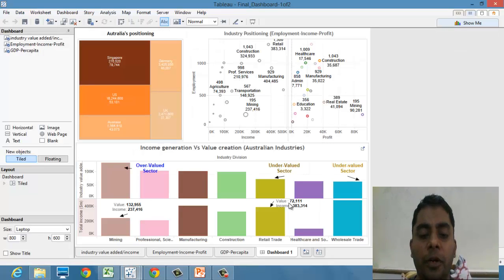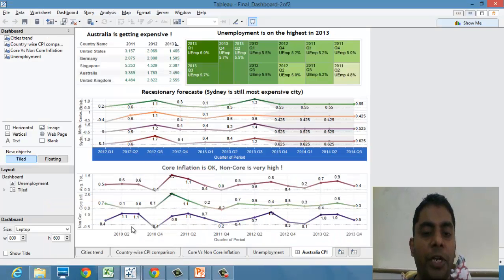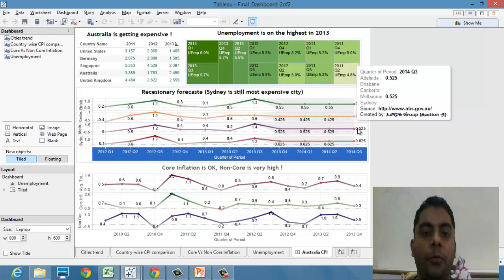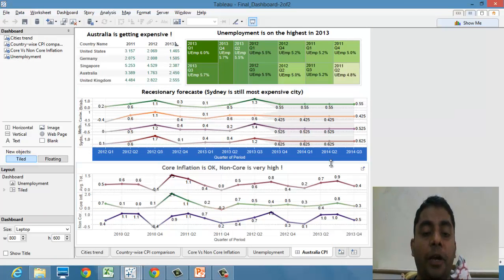Moving back to the dashboard, we now understand that if we would like to move into Australia, professional services, retail trade, and possibly wholesale trade are the best bets to move into. Let me quickly move on to my second visualization, where I am explaining that, since we have zeroed in on the sector, the highest contributor to the incremental operation cost will be inflation.